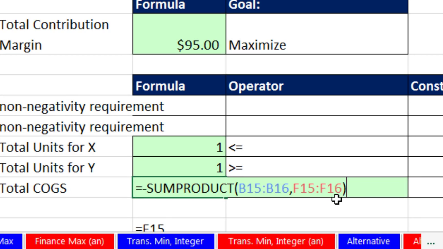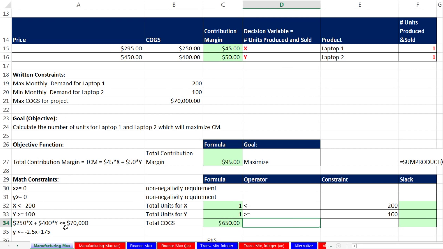F2. And I did. Look at that. I had a minus there. So I get rid of that, Control, Enter. Now, this is less than or equal to because that is a maximum amount. So lead apostrophe less than or equal to, tab. And our constraint, our right-hand side number, 70,000.